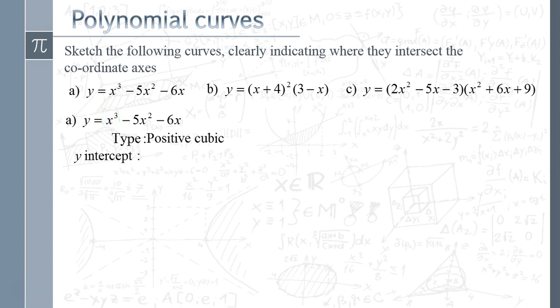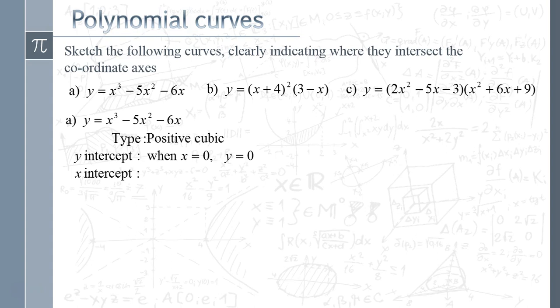Next thing I want to think about are the intercepts, in this case the y-intercept, which occurs when the x-coordinate is 0. And if you look at that equation, when x is 0, you've got 0 cubed minus 5 lots of 0 squared minus 6 lots of 0. The whole thing is just 0. So this particular curve is going to go through the origin.